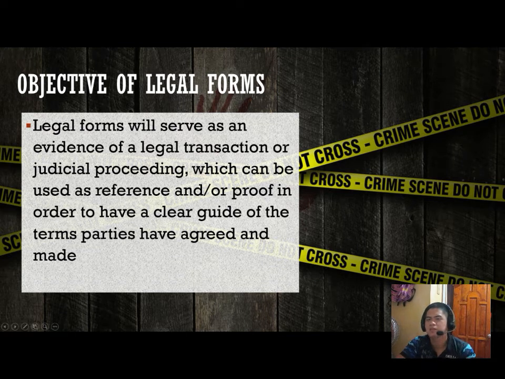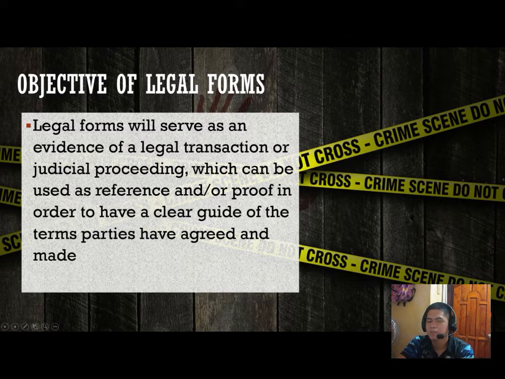Let's proceed to the objectives of legal forms. Legal forms will serve as evidence of legal transaction or judicial proceeding which can be used as reference and or proof in order to have a clear guide of the terms parties have agreed and made. So legal forms states and explain the legal and factual events and concept in a case. Legal form provides assurance that the agreement is documented and accessible when needed.